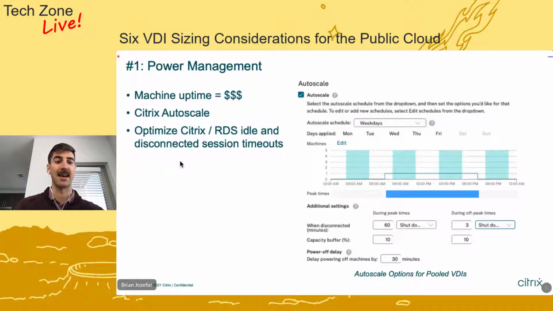So what do we do about that? Well, fortunately, we have a built-in tool to the virtual apps and desktop service called Citrix Autoscale. This replaces some of the legacy Smart Scale and Smart Tools that was previously available with the on-prem product. But Autoscale allows you to define either load-based or schedule-based power management of your machines, or you can automatically power on and power off your either VDI or RDS-based workloads based on certain parameters that you set.